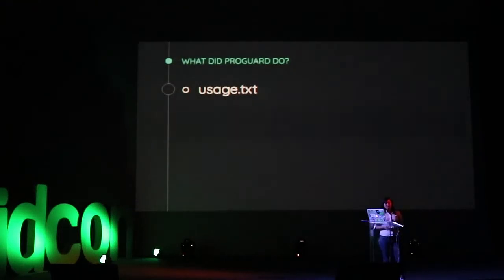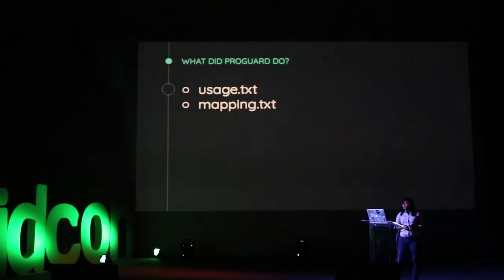So if you want to understand what happens when you change your --keep configurations, or if you decide to keep more files, you can compare various versions of this usage.txt. The other file it generates is mapping.txt. It's also in the same folder, in the build outputs folder. You will need to keep this file if you obfuscate your code, because it's a mapping of the obfuscated code to the original names.